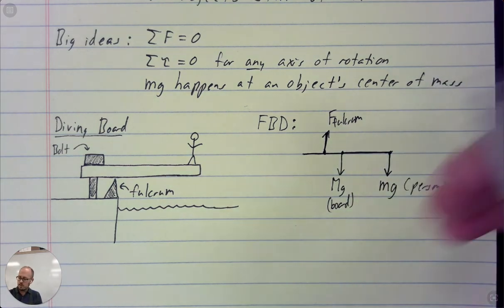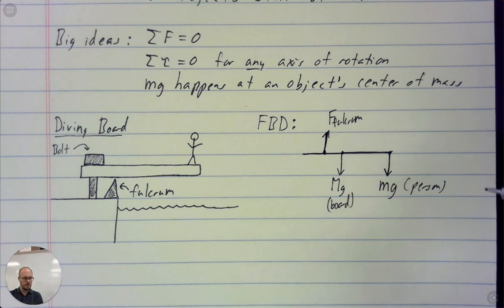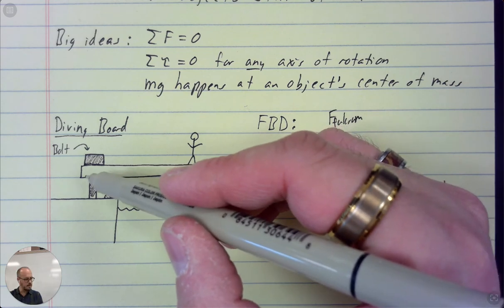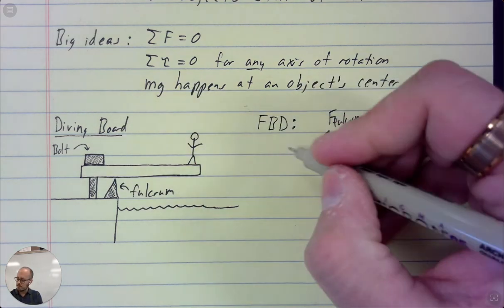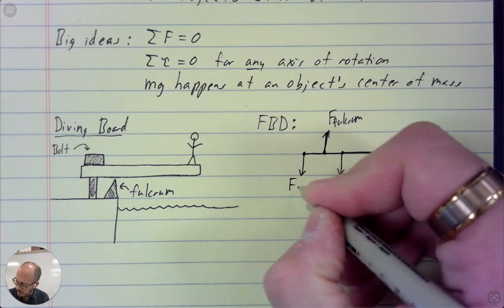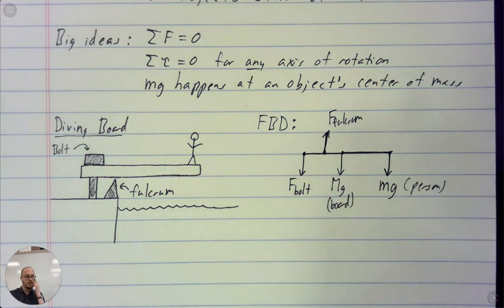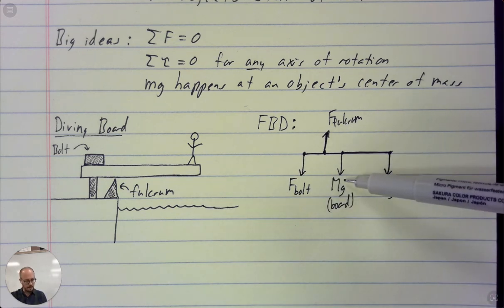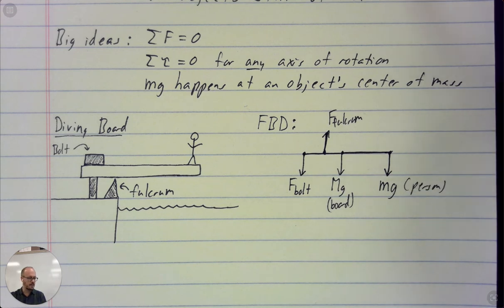And then the final one is the bolt. Now you have to apply some logic, which we just did. If the bolt wasn't there, then there'd be nothing keeping this end of the diving board from going up into the air. So the bolt has to push down. And so we'll call that F bolt. So there are 4 forces acting on the diving board: the bolt, the fulcrum, the diving board's weight itself, and then the weight of the person standing at the end. And so we are left to understand that the net force on all of this is 0, and the net torque on it is 0.